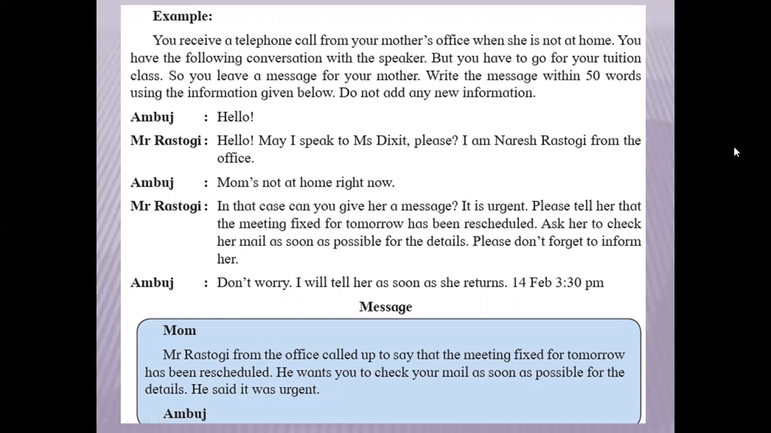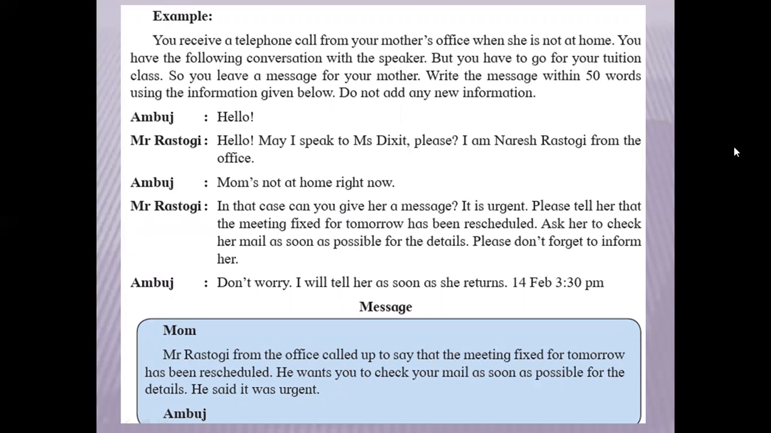So here the situation is such that the caller wants to speak to the third person and you are the middleman. So you have to give that message to the third person, but you are not going to be there in the house. So you have to write the message down for the message of the first person to the third person. So see the conversation first.